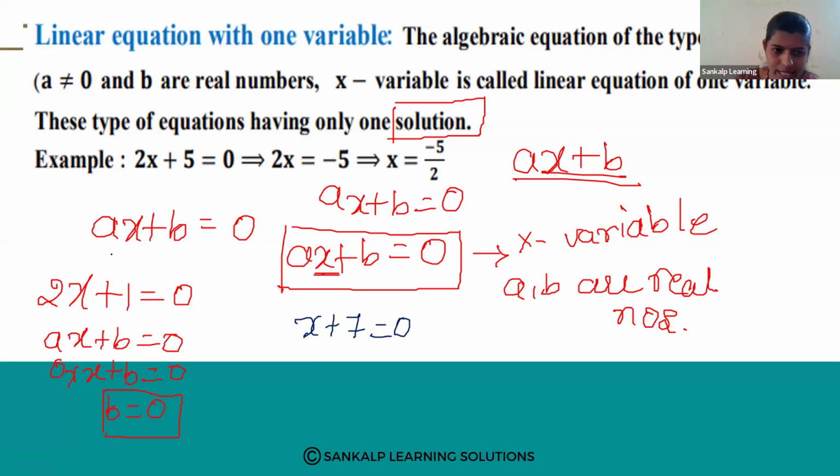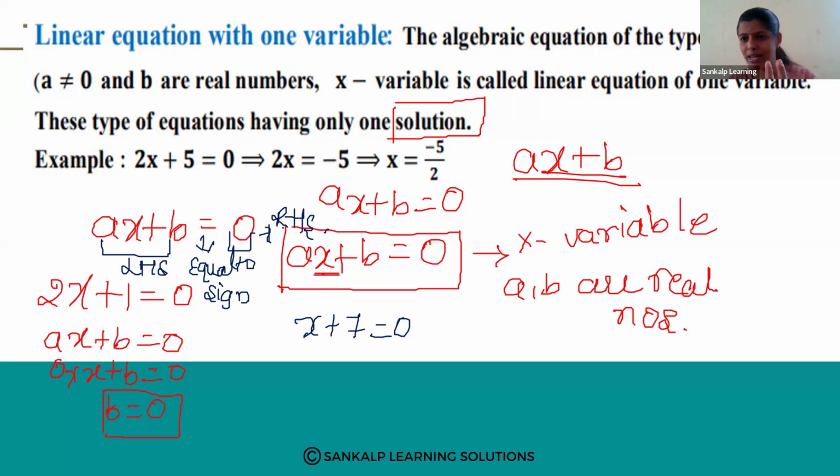That is, one is the LHS part, left hand side, and this is the equal to sign. Okay. And next, this is the RHS part. That means an equation has three parts: one is the LHS part, one is the equal to sign, and another one is the RHS part. So, that much we know. Then what do you mean by solution?